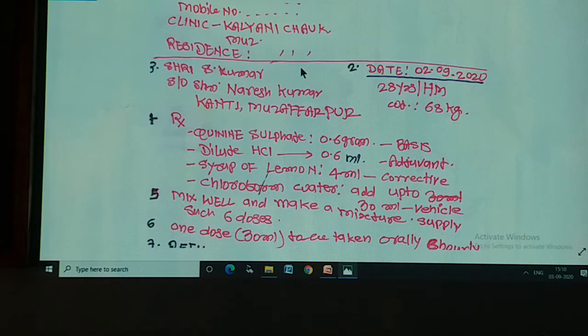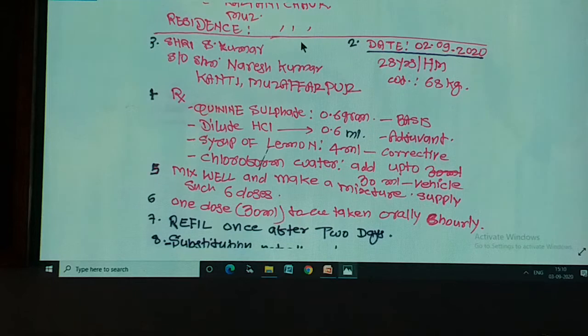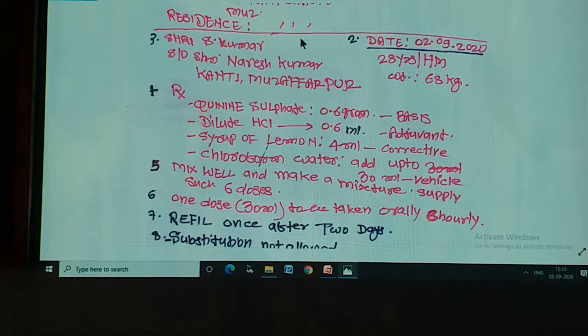Second part of the prescription is date of the prescription order writing. Here date is 2 September 2020. Third part of the prescription is details about patient, that is Sri S. Kumar, son of Sri Naresh Kumar, address being Kanti, Muzaffarpur. Age 28 years, Hindu male, religion and sex denoted by HM here. Weight of the patient, body weight of the patient is 68 kg.